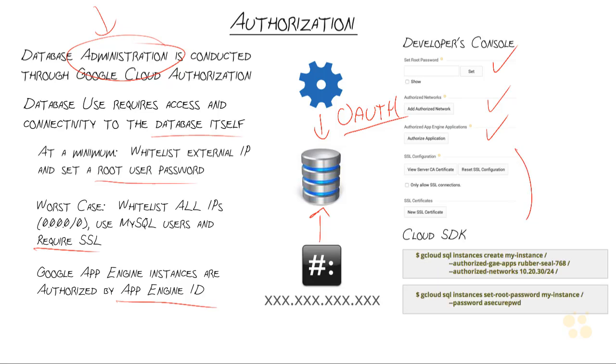Down at the Google Cloud SDK inside your command line, it's also easy to use the create or patch command and simply pass in the appropriate switches, authorized GAE apps, authorized networks, and if you need to set the root password, that's actually a different command other than create or patch. It's set-root-password, and then you pass in the password that you want to set it to. So very easy to do inside of either utility.